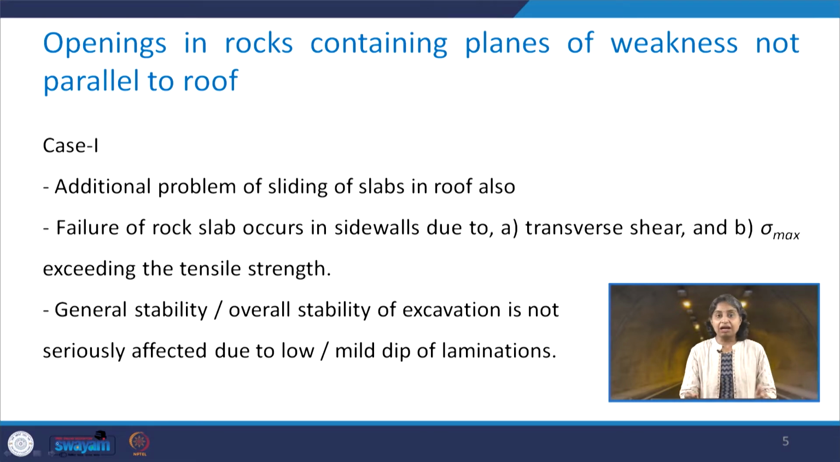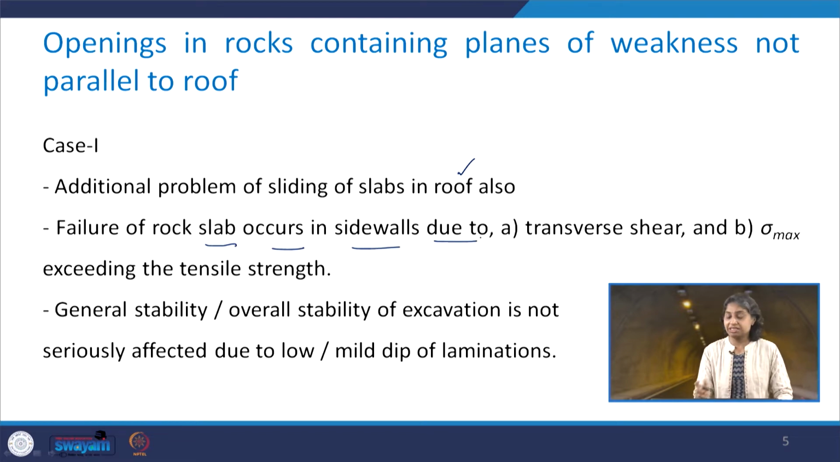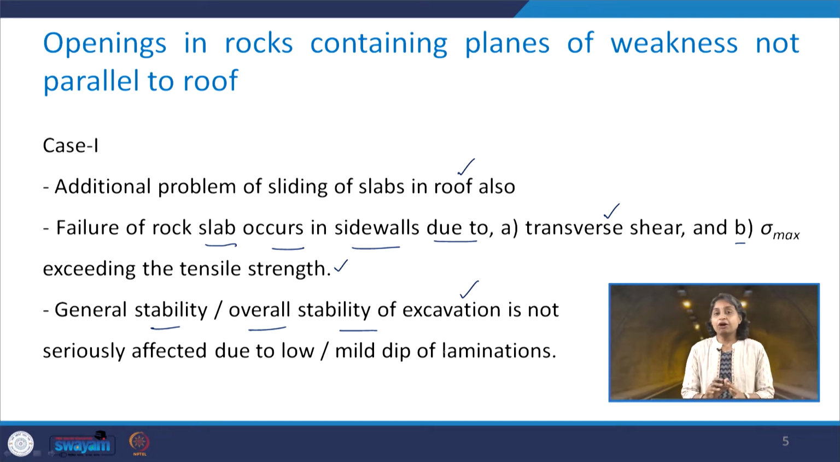Now there can be an additional problem of sliding of slabs in the roof also. Failure of rock slabs will occur in side walls because of two reasons. One is due to the transverse shear, and the other is that the value of the maximum normal stress exceeds the tensile strength. Now in this case, the general or overall stability of the excavation will not be seriously affected due to low or mild dip of lamination. So here is the catch.